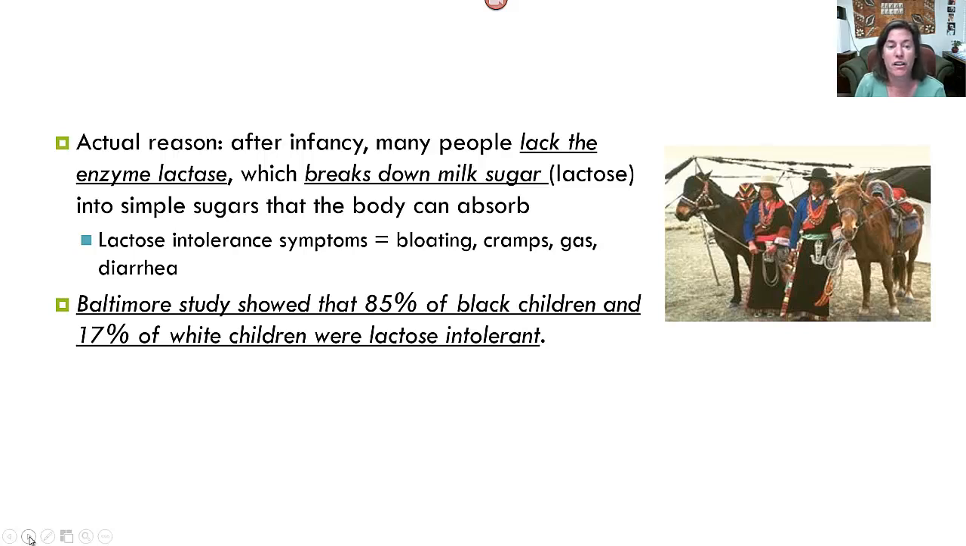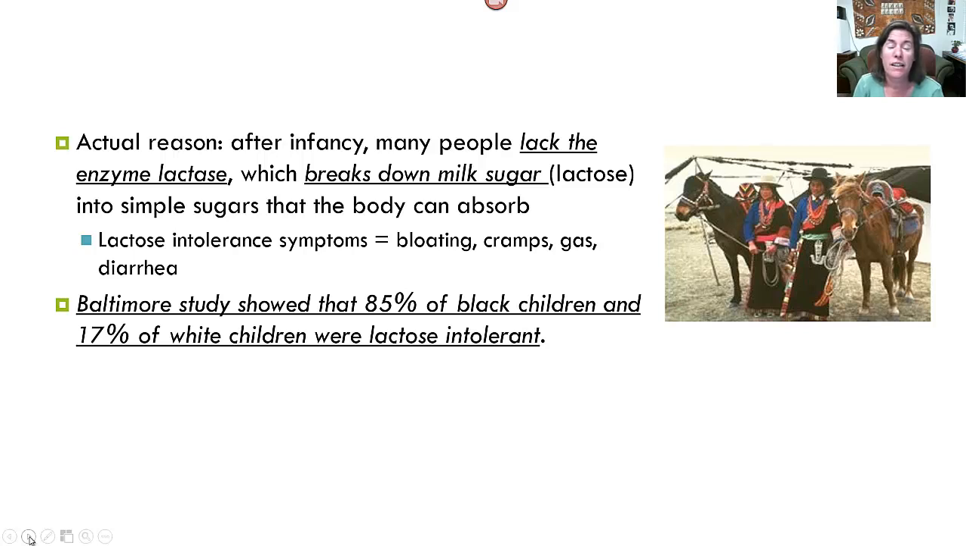The actual reason, though, is that after infancy, many people lack the enzyme lactase, which breaks down milk sugar, lactose, into simple sugars that your body can absorb. Lactose intolerance symptoms include things like bloating, cramps, gas, diarrhea. It's pretty uncomfortable, or so I'm told. The Baltimore study of 217 black children, though, showed that 85% of black children were lactose intolerant. 17% of white children were.